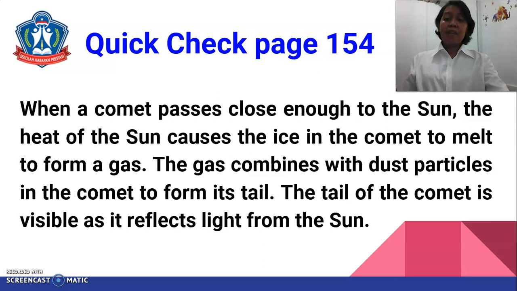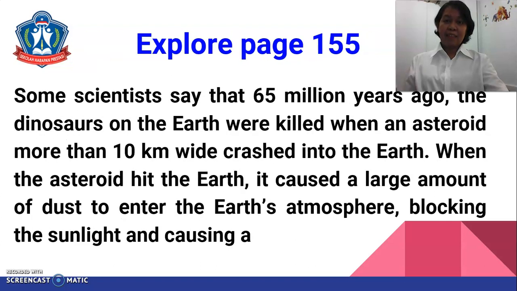When a comet passes close enough to the sun, the heat of the sun causes the ice in the comet to melt to form a gas. The gas combines with dust particles in the comet to form its tail. The tail of the comet is visible as it reflects light from the sun.